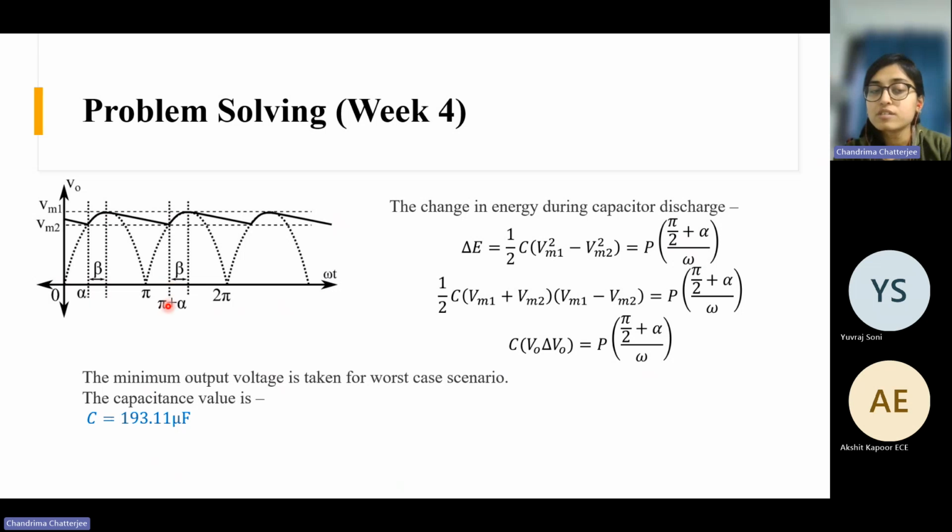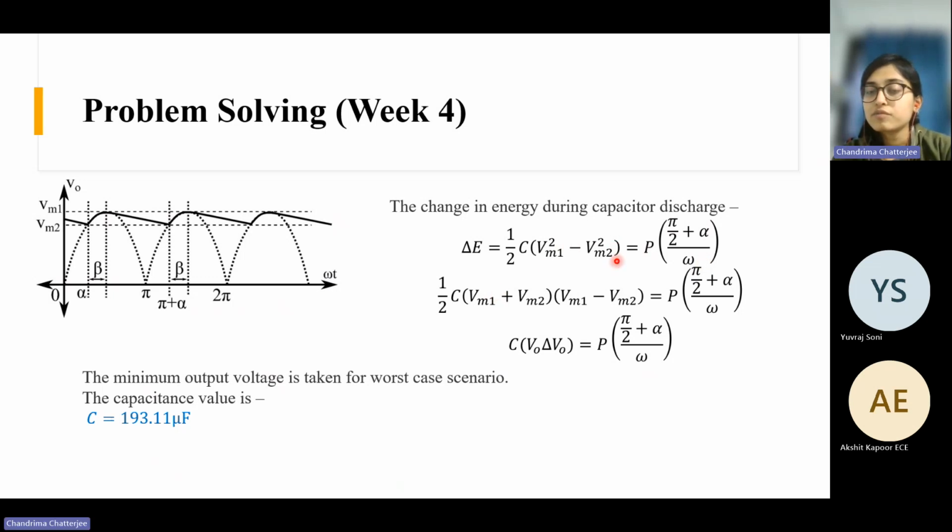Why? Because this angle is pi plus alpha and this angle is pi by 2, because this is the angle at which it reaches the peak. So this duration is pi plus alpha minus pi by 2, which gives us pi by 2 plus alpha. And if we divide it by omega, we will get the time duration. And we know power multiplied by time gives us energy. So that's why I have written it in this way.